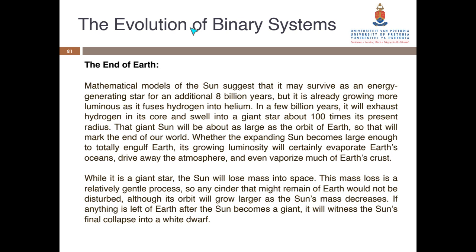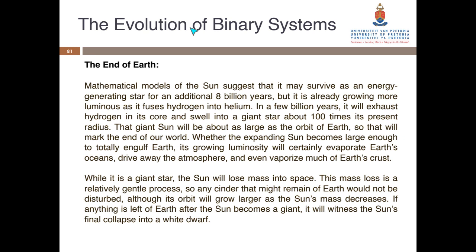Mathematical models of the Sun suggest that it may survive as an energy-generating star for an additional 8 billion years, but it's already growing more luminous as it fuses hydrogen into helium. In a few billion years, it will exhaust hydrogen in its core and swell into a giant star about 100 times its present radius. The giant Sun will be about as large as the orbit of Earth. So that will mark the end of our world.